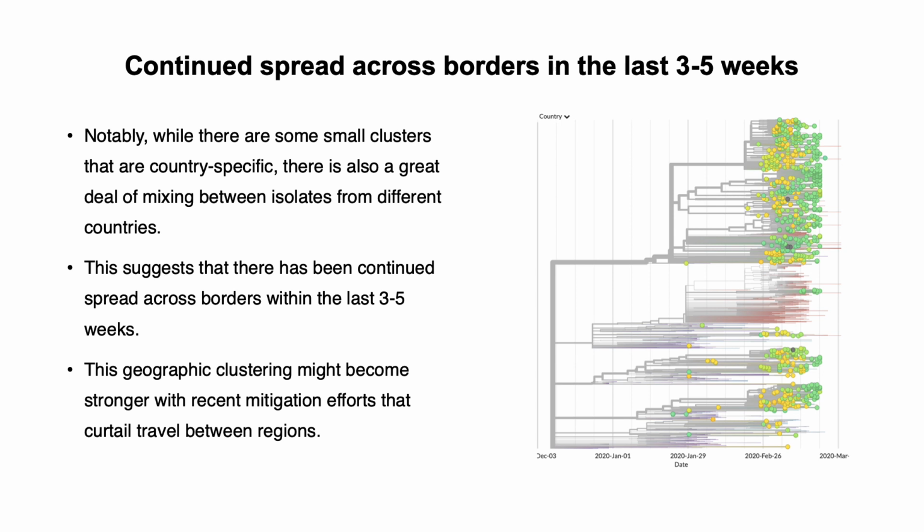We show samples collected across Europe in the last 3 weeks, colored by the country they were isolated in. Notably, while there are some small clusters that are country-specific, there is also a great deal of mixing between isolates from different countries. This suggests that there has been continued spread across borders within the last 3 to 5 weeks. This geographic clustering might become stronger with recent mitigation efforts that curtail travel between regions.